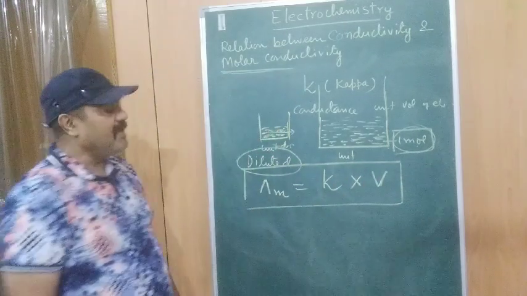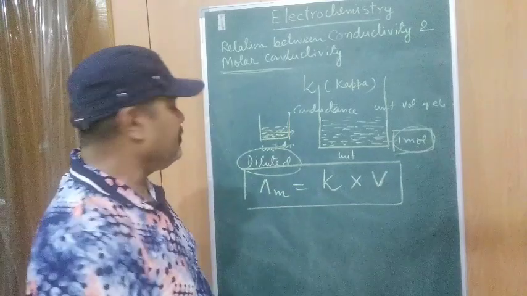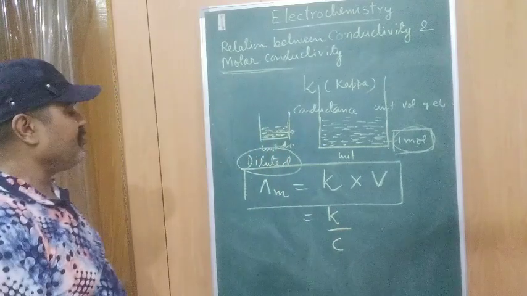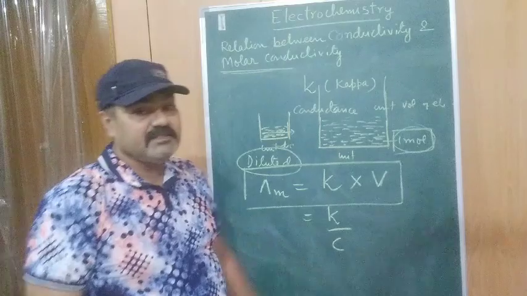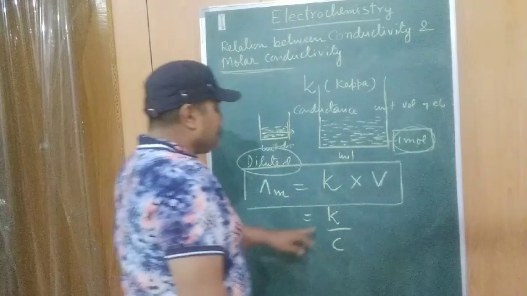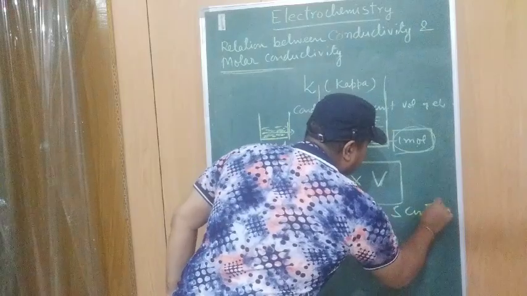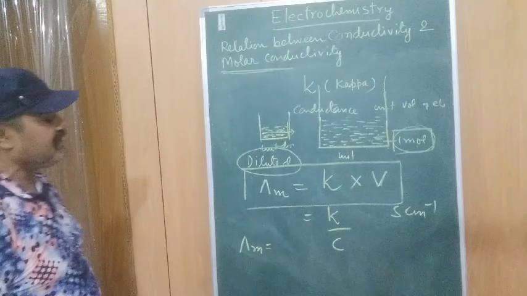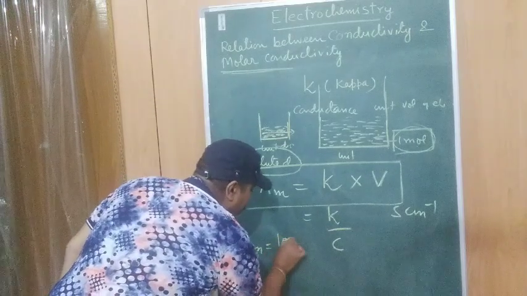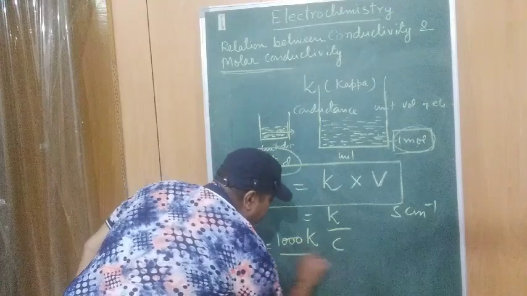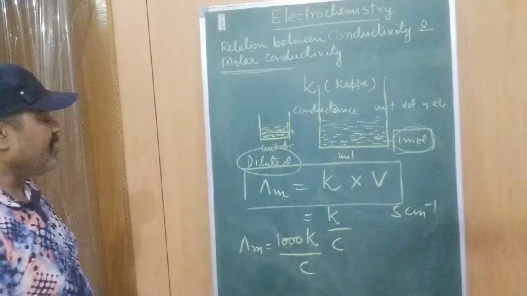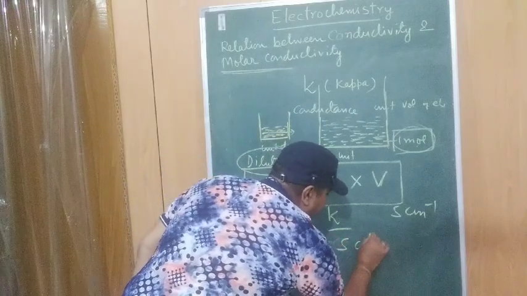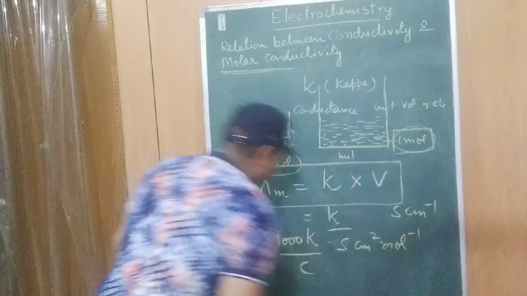Now we also know that the volume is the inverse of the concentration. So V may be written as 1 upon C, and this may be written as kappa upon C. And in general, the C is given in moles per liter, and this kappa is given in S centimeter inverse. So the formula to solve the numericals becomes lambda m equal to 1000 kappa upon C, and its unit will be S centimeter square mole inverse.